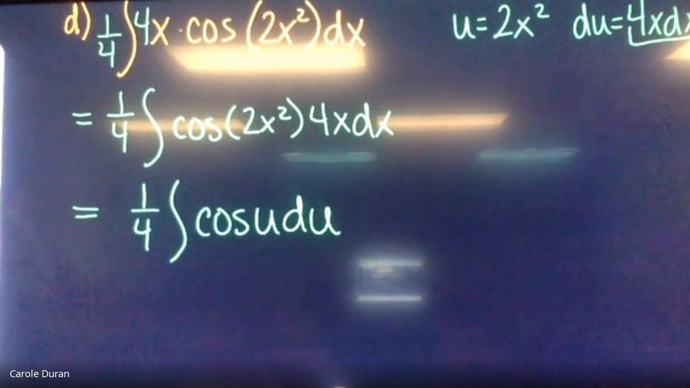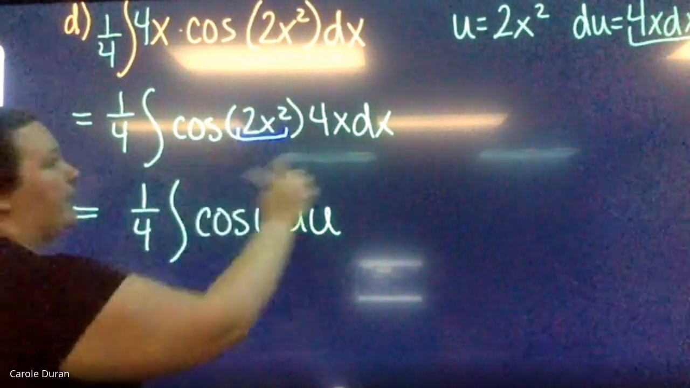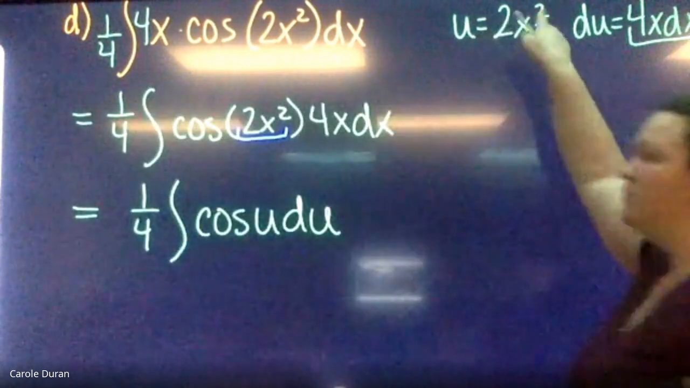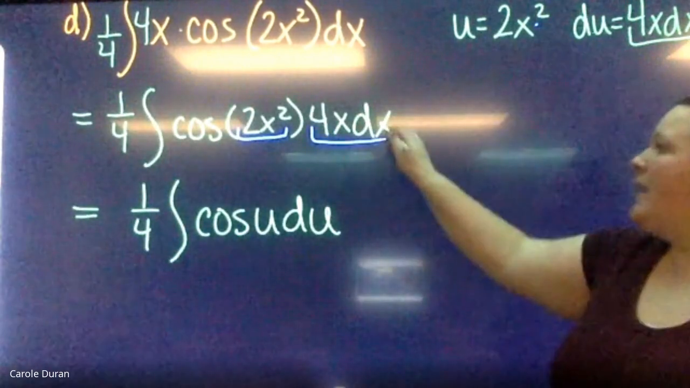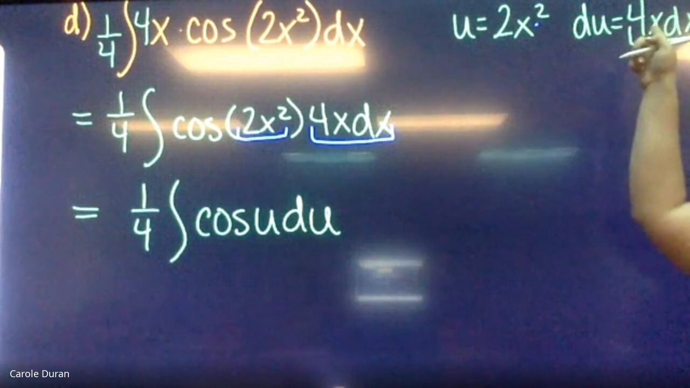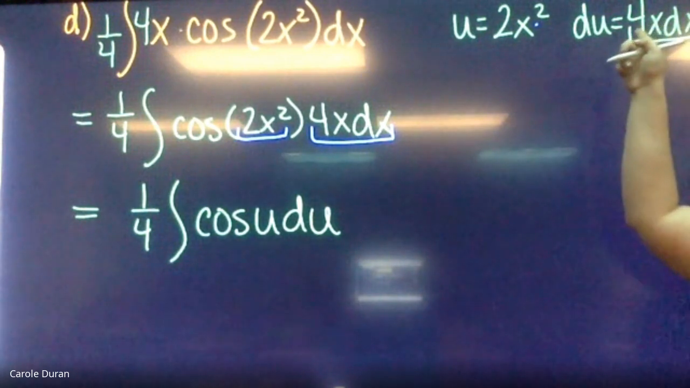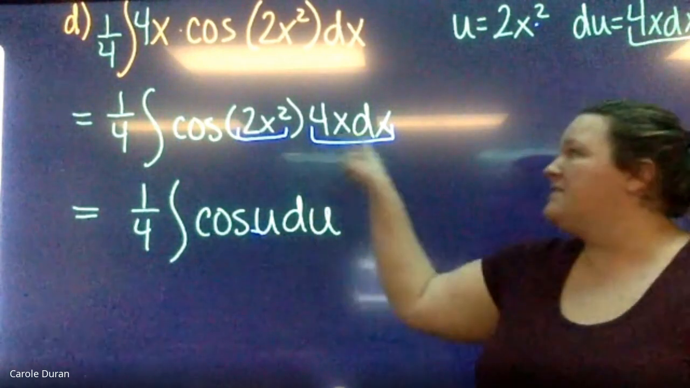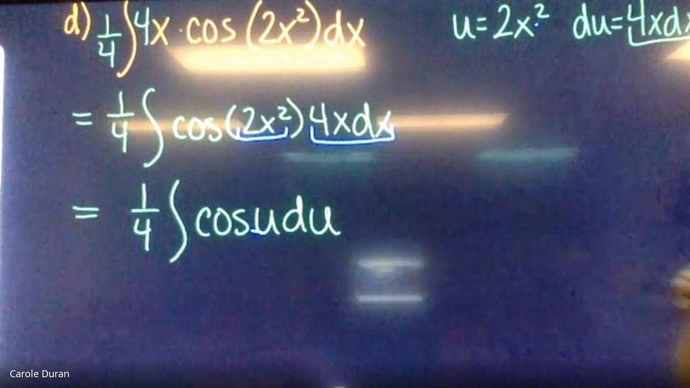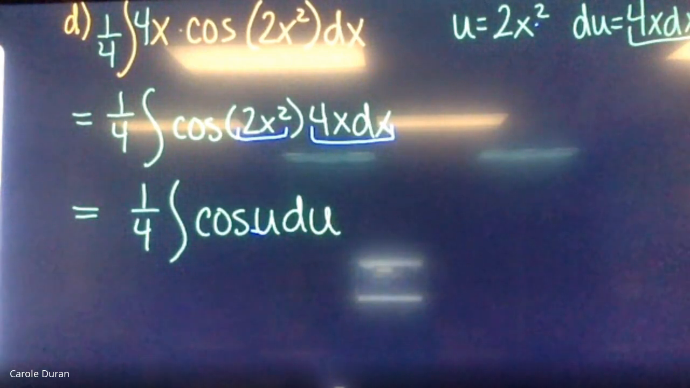Is that the answer? I replaced 2x squared with u because that's what it's equal to. And I replaced 4x dx with du because that's what it's equal to. And it makes it a lot easier to antiderive this than to antiderive that. Alright, I think we're done.